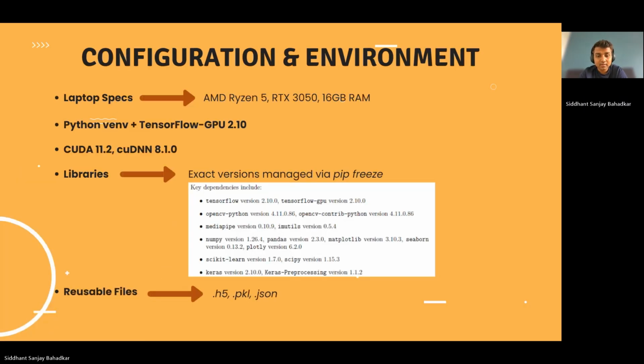Configuration and environment. The entire project was developed on a laptop with an AMD Ryzen 5 CPU, RTX 3050 GPU, and 16 gigabytes of RAM. I used Python in a virtual environment with TensorFlow GPU version 2.10, CUDA version 11.2, and cuDNN version 8.1.0. All the library versions were fixed using pip freeze to ensure reproducibility. Trained models, histories, and class mappings were stored as .h5, .pkl, and .json files respectively. You can find the related data through my project in the code artifact provided.